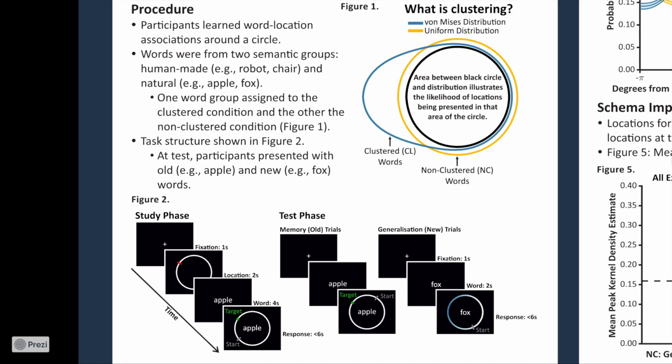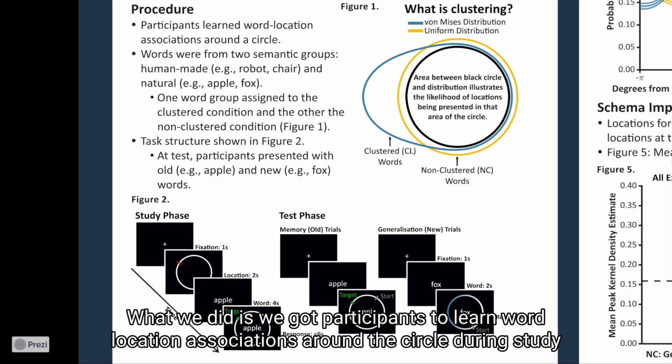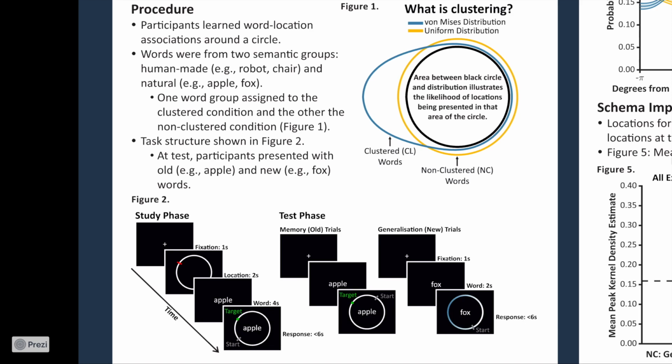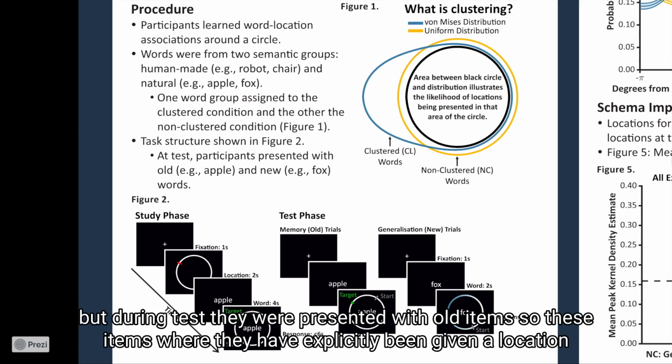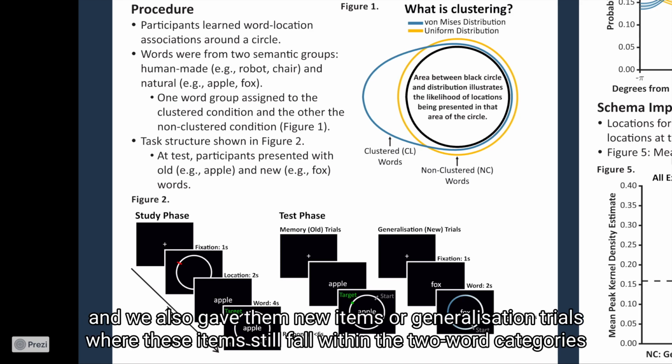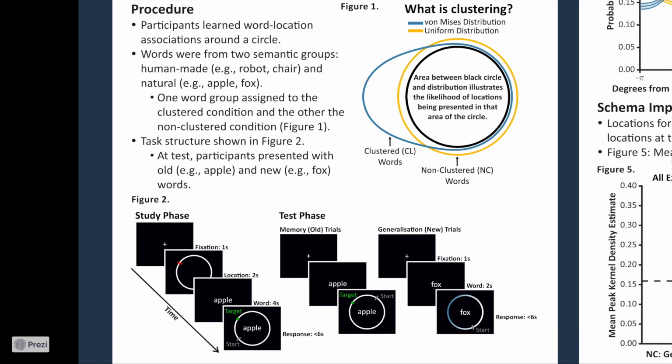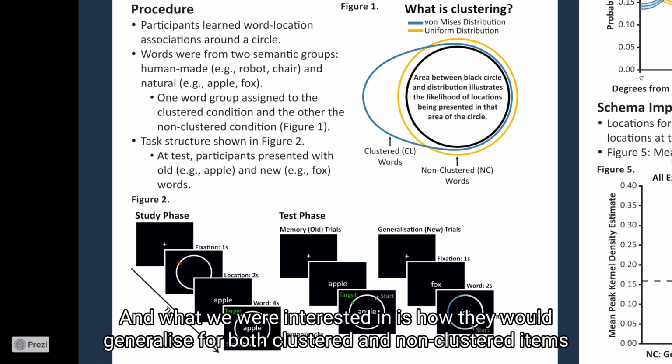Now, what we did is we got participants to learn word location associations around the circle during study, but during tests, they were presented with old items, so these items where they have explicitly been given a location, and we also gave them new items, or generalization trials, where these are items that still fall within the two word categories, but were not explicitly given a location. And what we were interested in is how they would generalize for both clustered and non-clustered items.